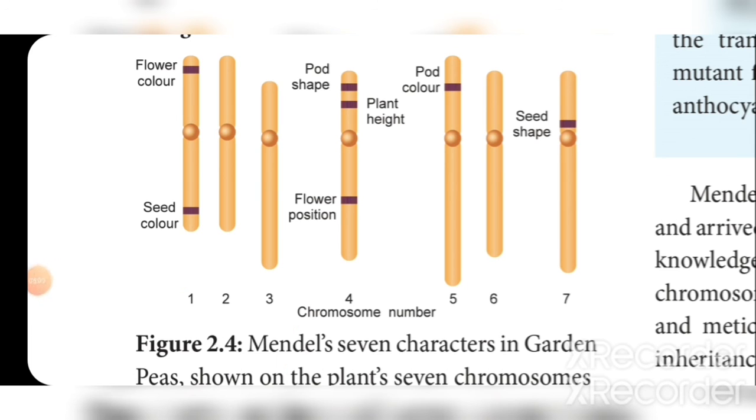In figure 2.4, you can see Mendel's 7 characters in garden peas shown on the plant's chromosomes. You can see the flower color and the seed color on one chromosome, pod shape and flower position on another chromosome, and pod color, plant height and flower position on another chromosome, pod color on one chromosome, seed shape on one chromosome.